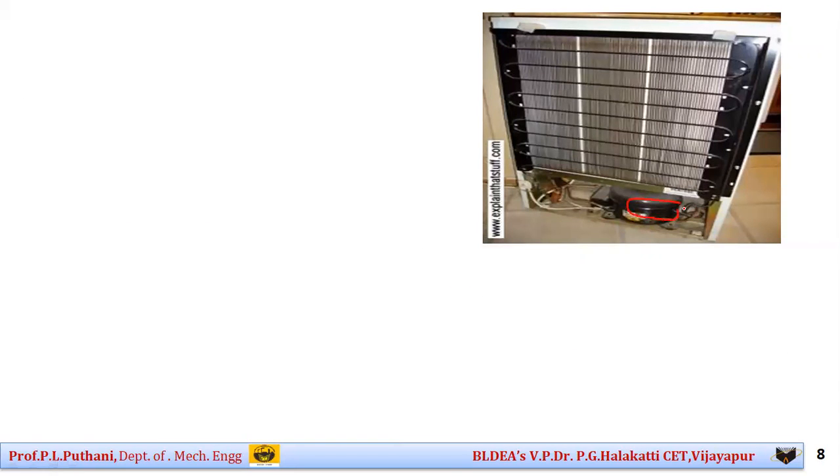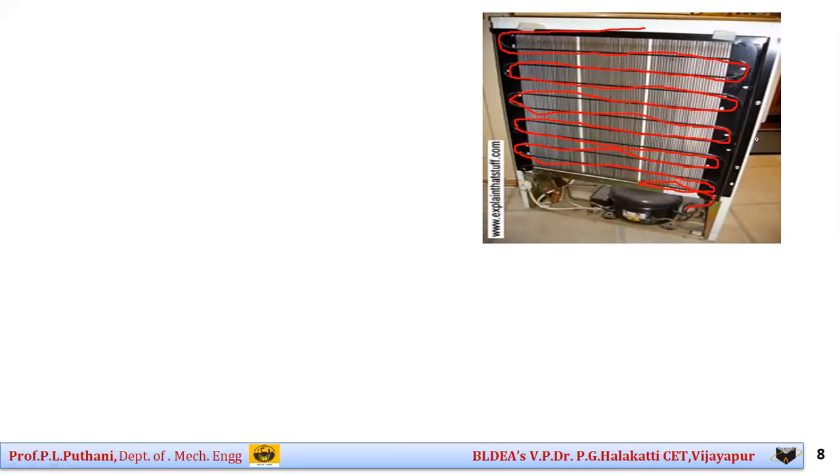Once it comes out from the compressor, it enters the next set of coiled tubes which are present behind the refrigerator. So if you observe carefully, students, these tubes have been located at the back side of the refrigerator. They are also coiled tubes. Within these coiled tubes, the refrigerant is flowing. This third part, we call this particular section the condenser.